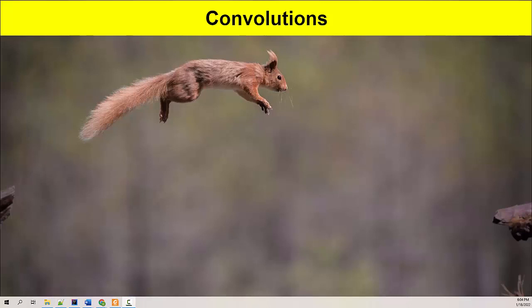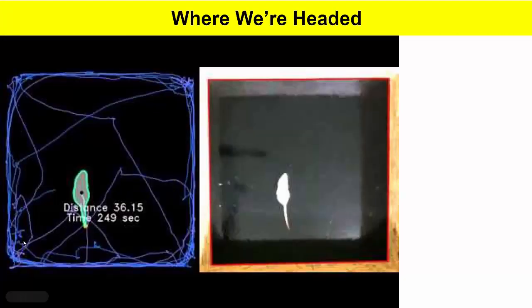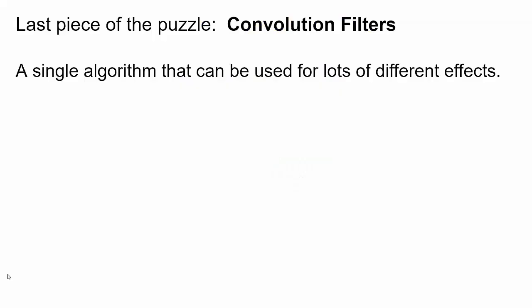Time for convolutions. This is a really important technique that usually we use to lead us into a project where we track the position and movement of a mouse in a video of an open field test. We may or may not do this exact version of the project this year, but we're definitely going to do something with it because they're so cool and you can do so much with them.